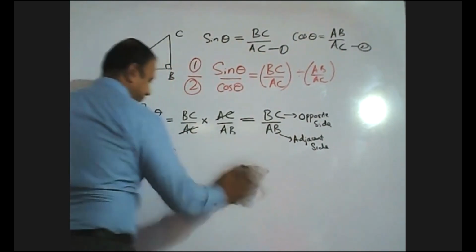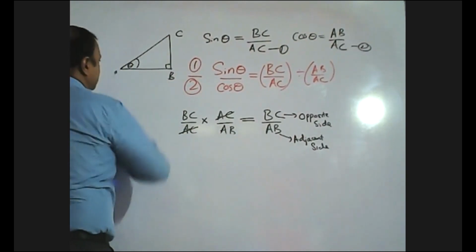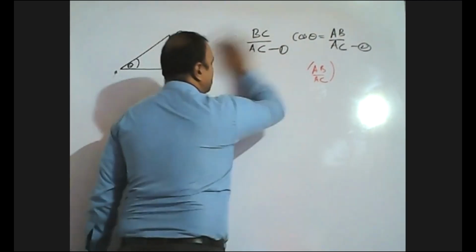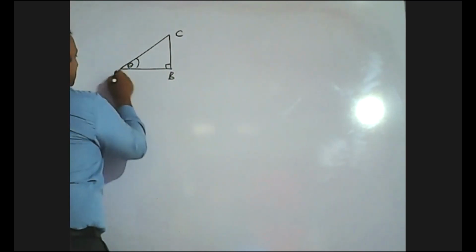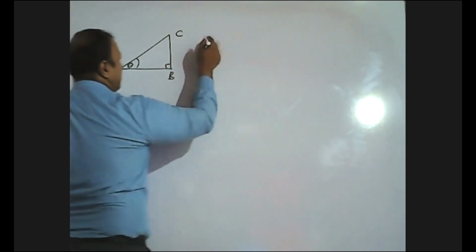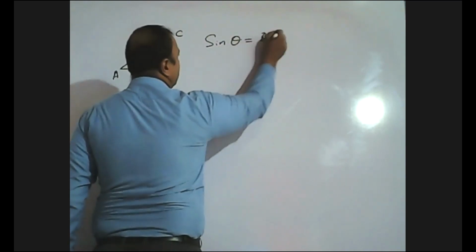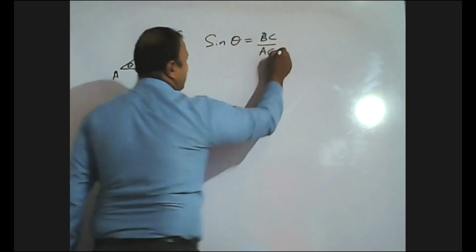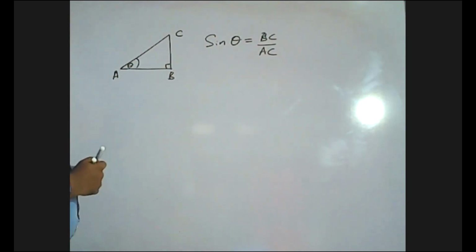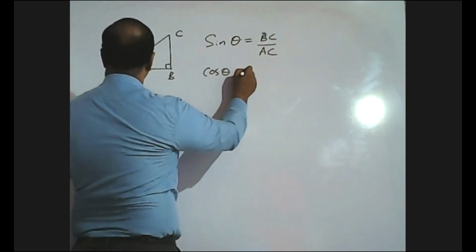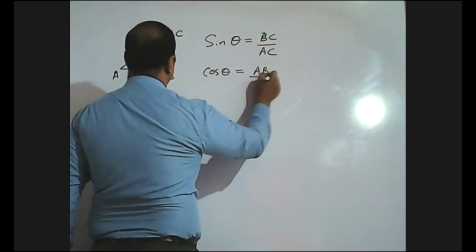The second one. Again, sin theta is equal to BC over AC. Then cos theta is equal to AB over AC.